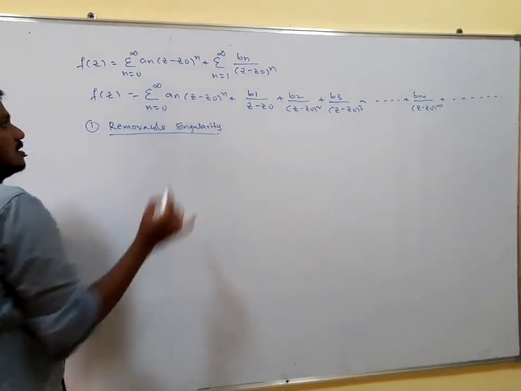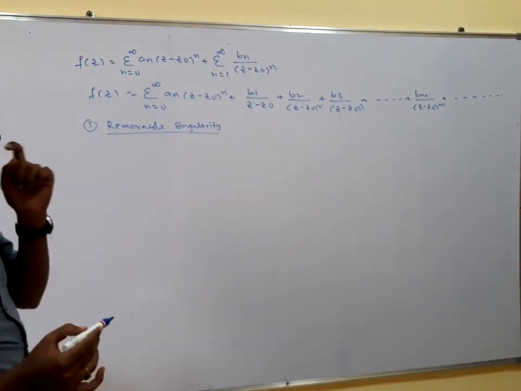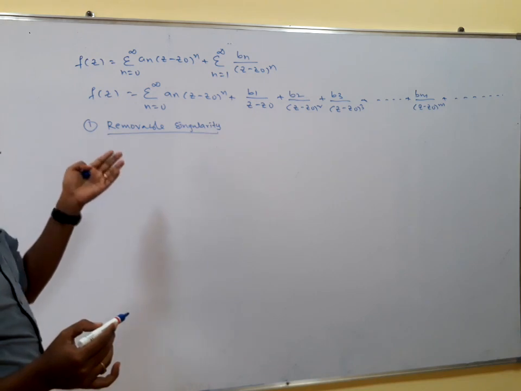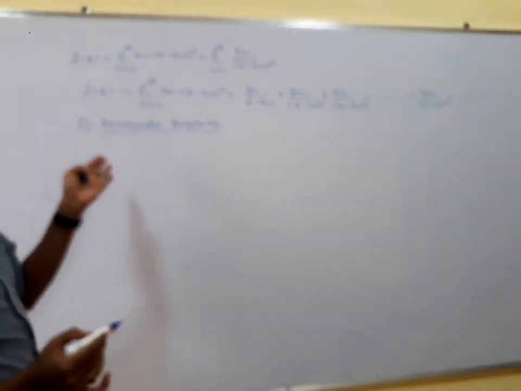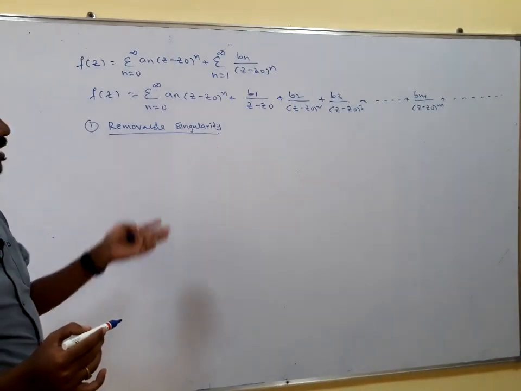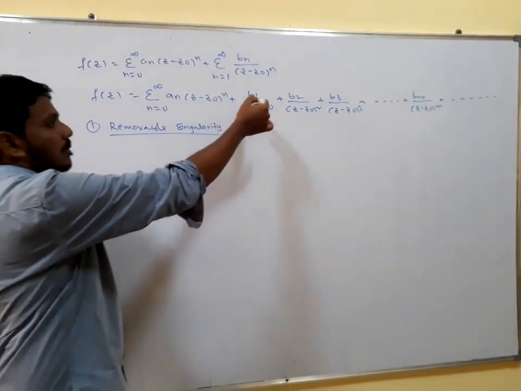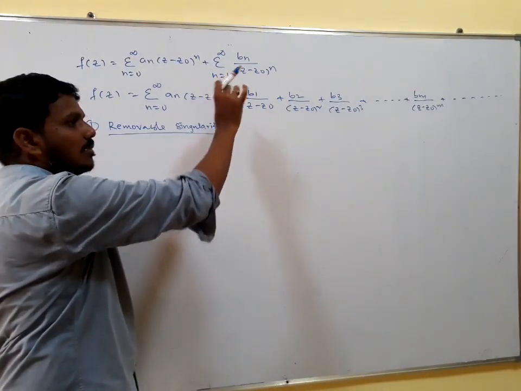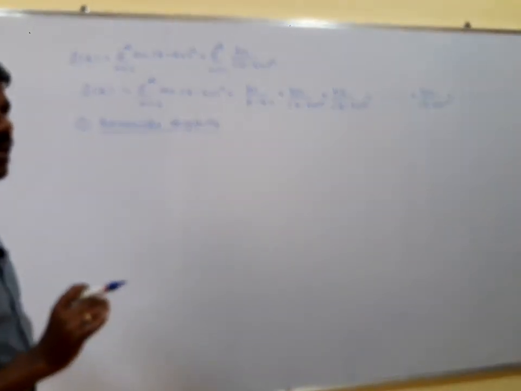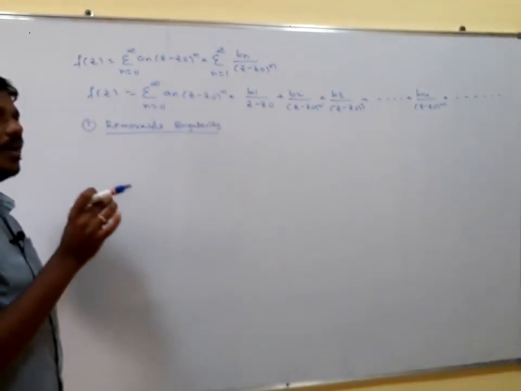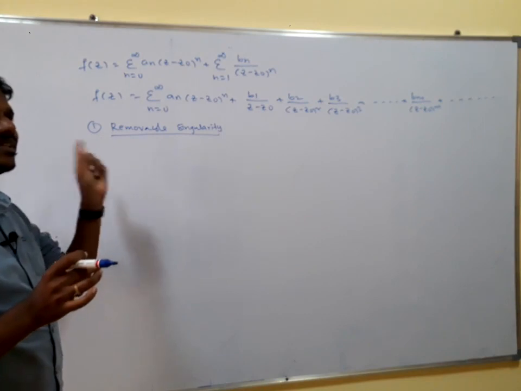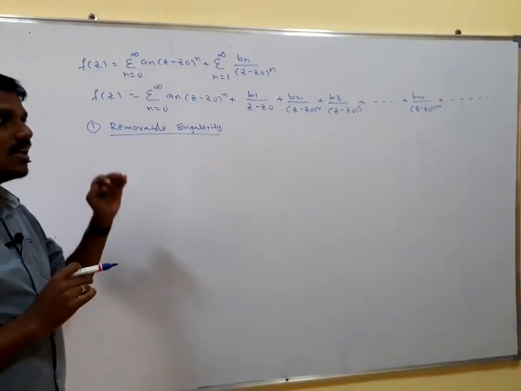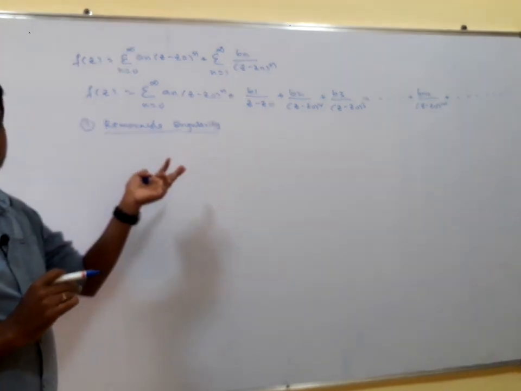Suppose in the Laurent series expansion of f of z, the principal part does not contain any term. Here in the principal part there are an infinite number of terms, but if we don't have any term in the principal part of f of z, such a singularity is called a removable singularity. In this case, the singularity can be removed.